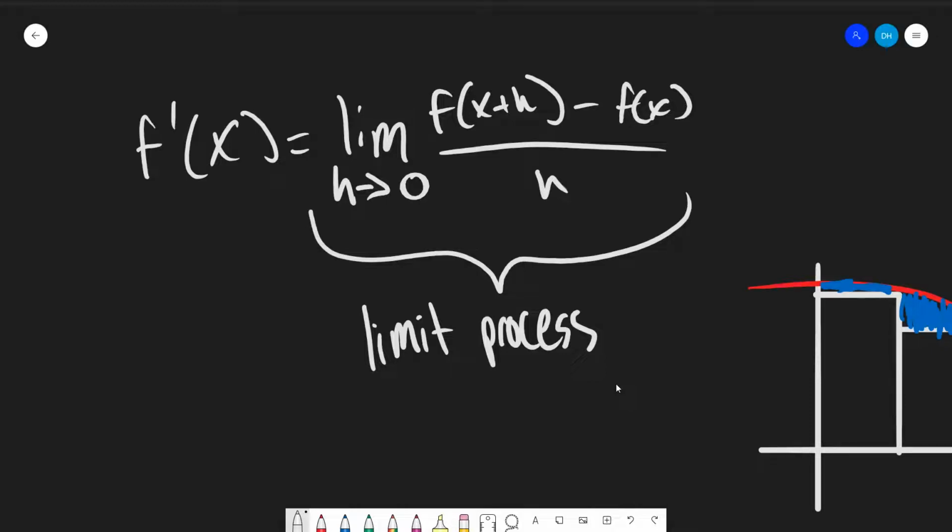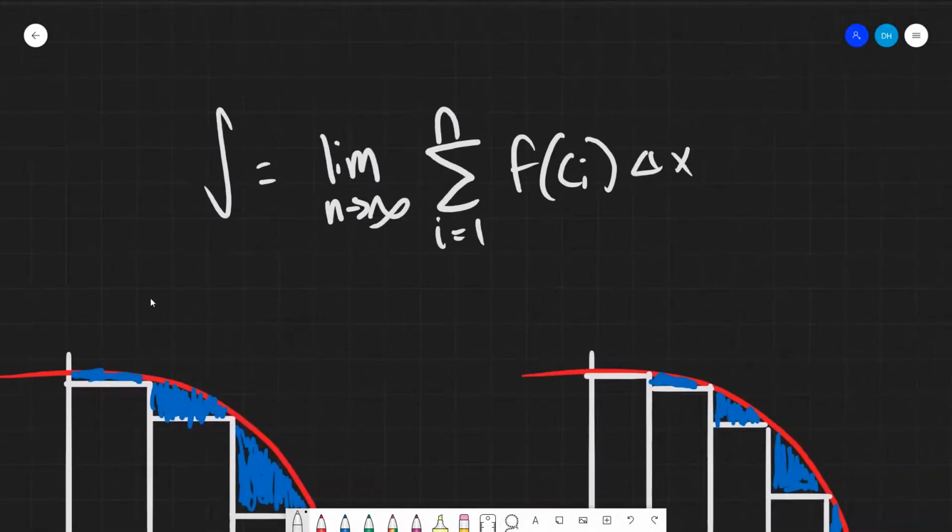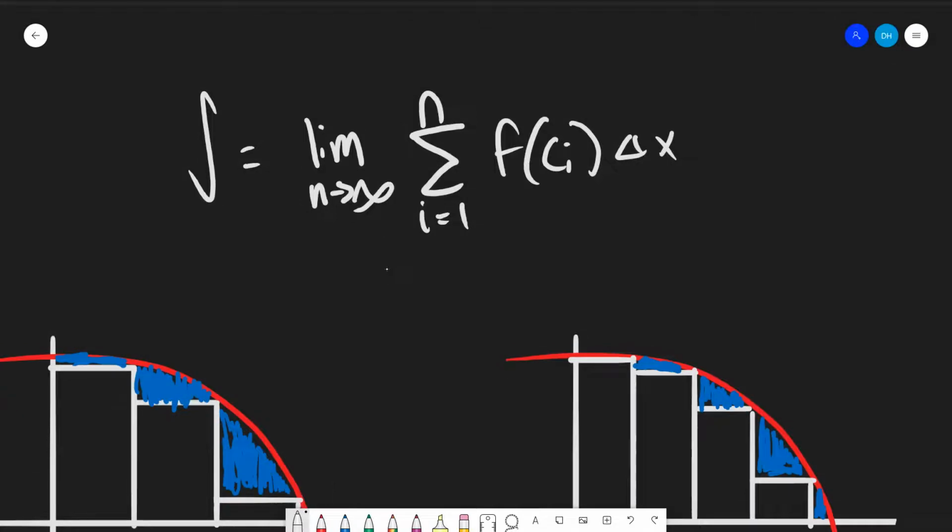Before we learned about derivatives, we learned something called the limit process, which was the longer way of doing a derivative, but it was the definition of a derivative and told us what it meant to take the derivative of something. And for integrals, integrals have the same story. Integrals have this definition of an integral, and it tells us what it means when we integrate something.